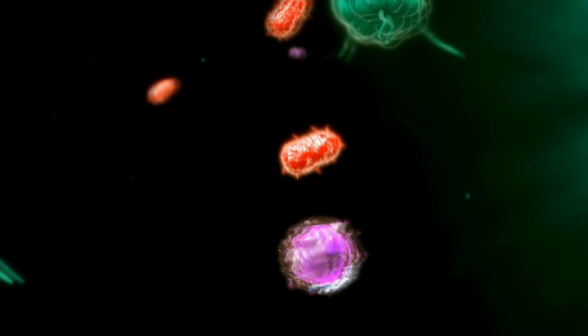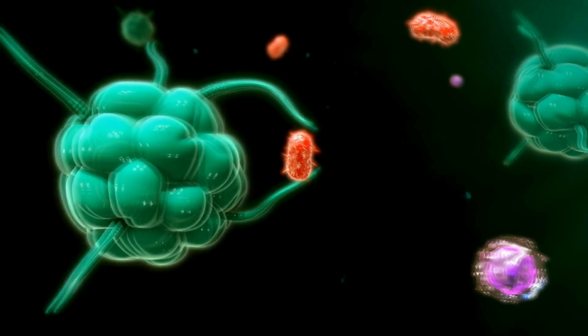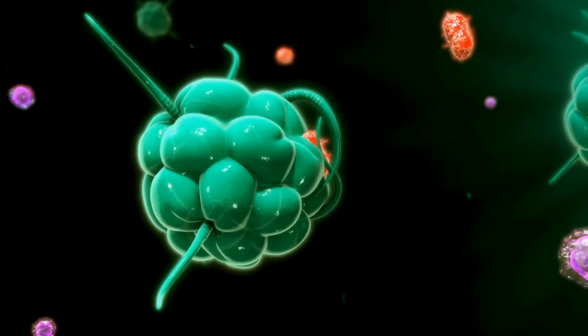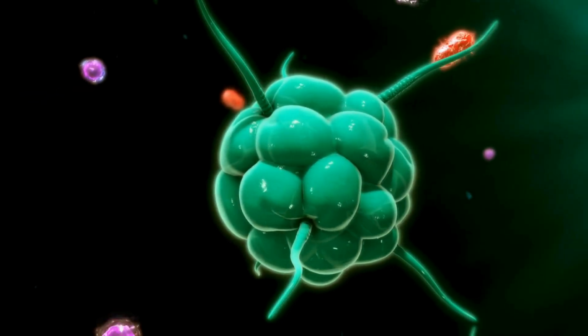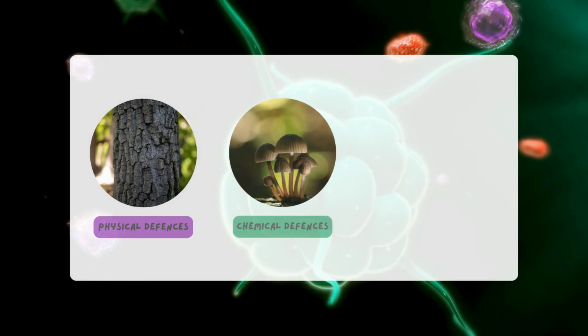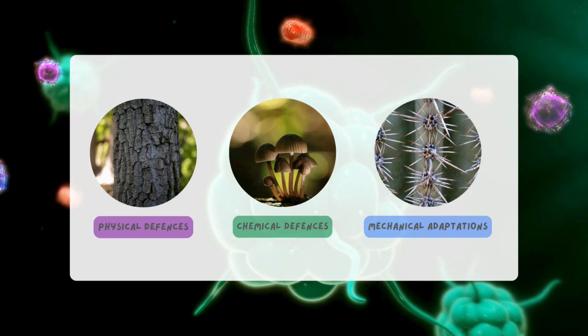Plants, much like animals, have developed a variety of defense mechanisms in order to protect themselves against pathogens and herbivores. Plant defenses can be broadly categorized into physical defenses, chemical defenses, and mechanical adaptations. Let's now dive into each category.